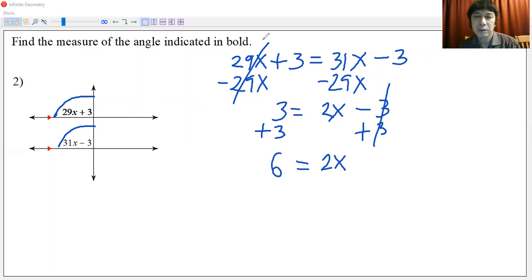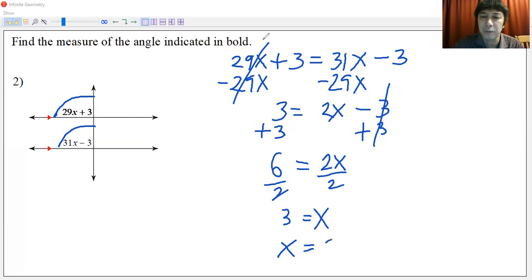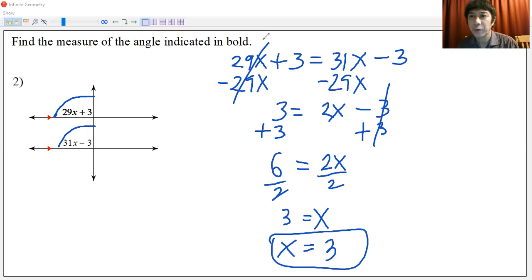So we're down to this equation, 2x equals 6. So we will just divide by the 2. And x is equal to 3. Or properly written, it should be x equals 3. Okay, the x is not what is required. We're after the value of this angle here, the angle indicated in darker letters.